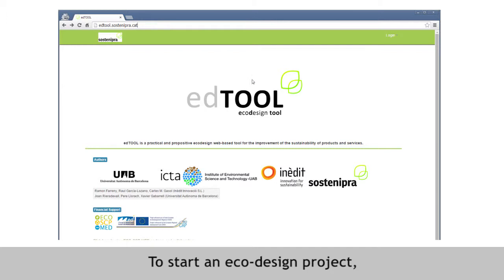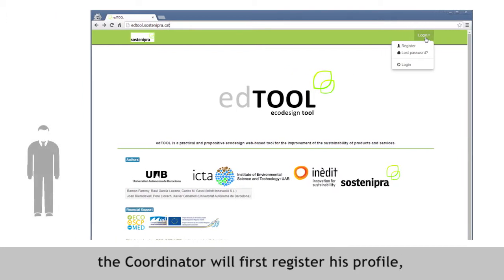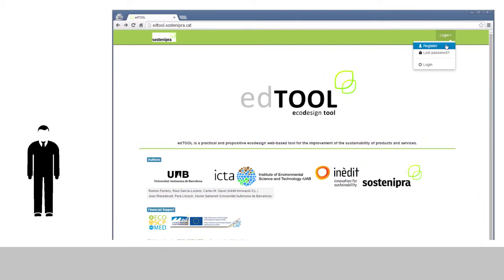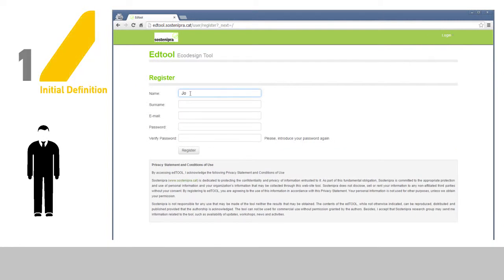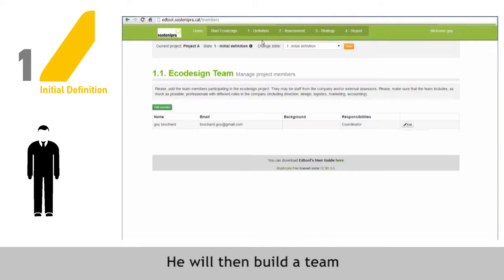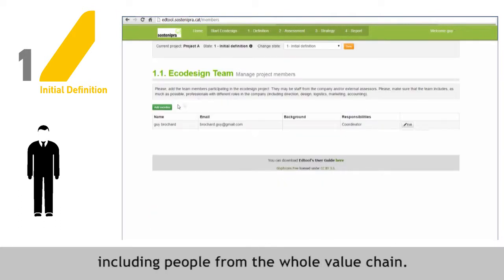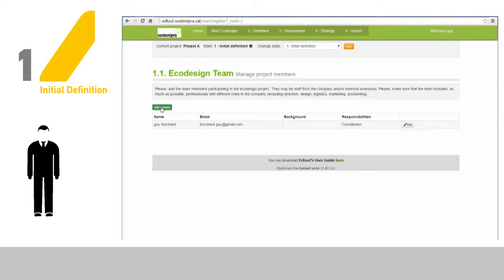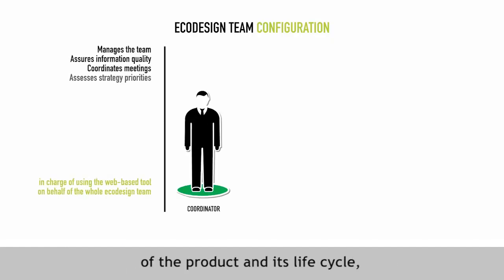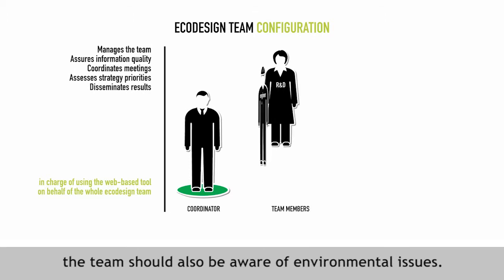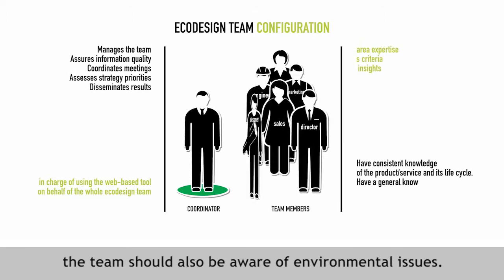To start an eco-design project, the coordinator will first register his profile and then proceed with the initial definition. He will then build a team, including people from the whole value chain. Apart from having a consistent knowledge of the product and its life cycle, the team should also be aware of environmental issues.